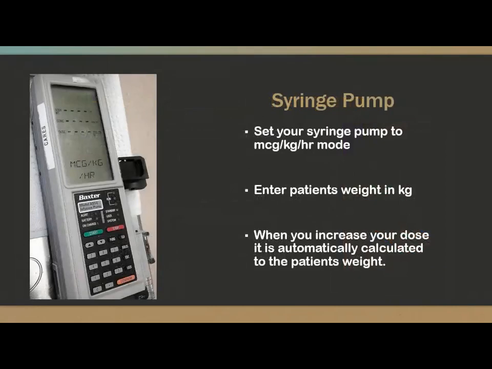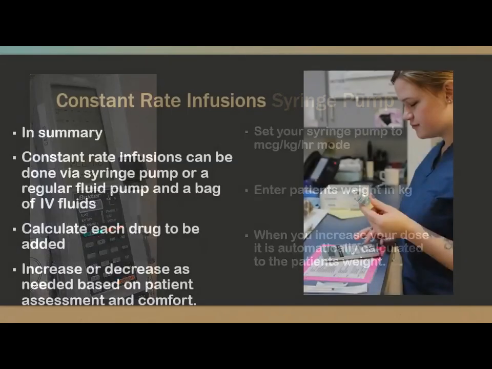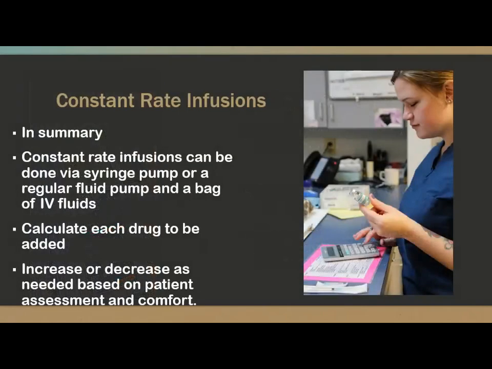I personally am a fan of the Baxter brand syringe pumps. You can set your syringe pump to mgs per kg per hour mode. You enter the patient's weight in kgs. You put in your calculated dose, and it will figure out the math for you. So there's no how many mLs per kg per hour do I have to do. It's just that certain volume that you've drawn up into the syringe that it will titrate over a certain amount of time. Okay, so syringe pump is a very easy way to go.